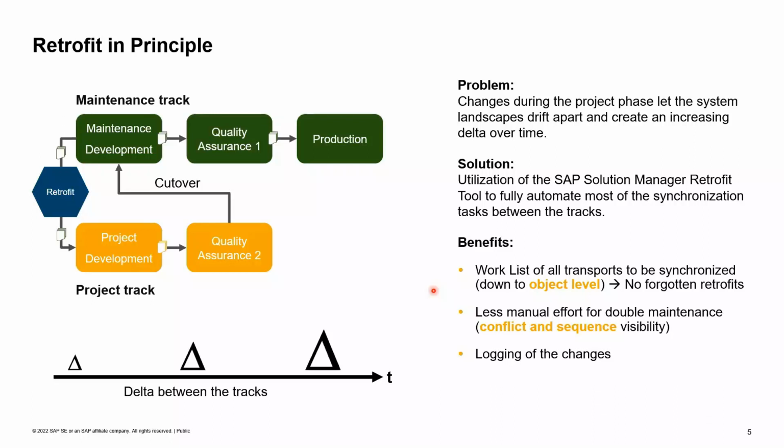So what does it mean? You will run into inconsistencies, and the systems are not in sync. All the work done on the maintenance track needs to be moved also to the project track. How do you do that? Because this could be a lot of effort, and customers are looking to automate and detect conflicts and sequence issues automatically.